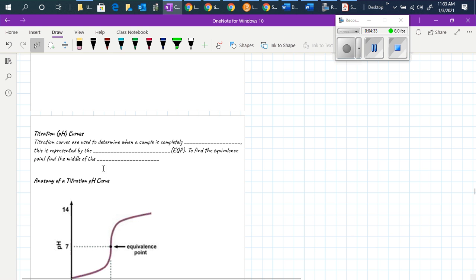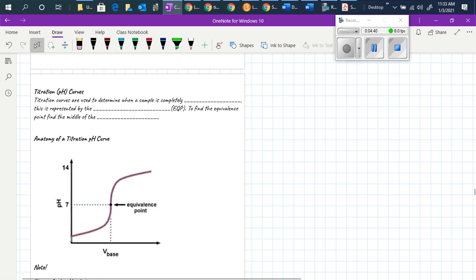what we will see is a pH curve, or the anatomy of a titration pH curve, something like this. We see the pH change as the volume is increased up to a point where equilibrium is reached, and then after that we see an increase of the pH as well when the volume is increased. This is what happens when a base and an acid are reacting together. And what we see at this point is the equivalence point, and this is what we are looking for.